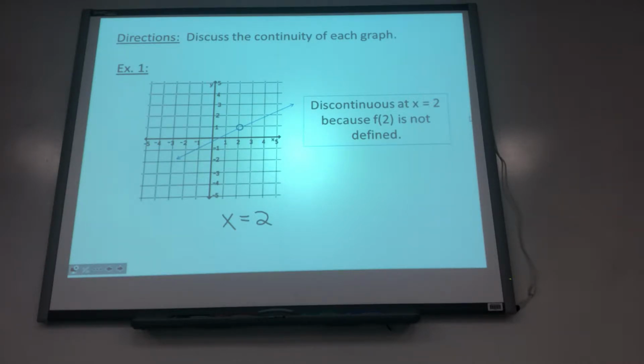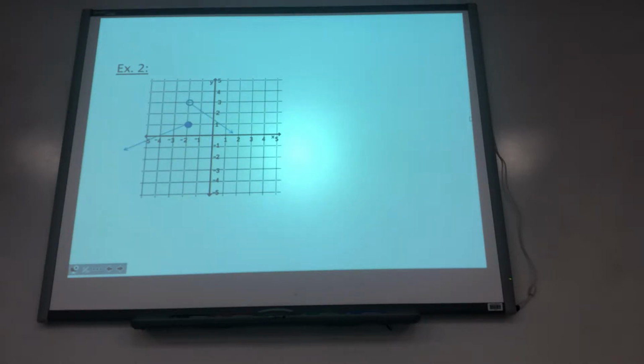Okay, I'm going to keep going here. So again, make sure that you write that down. You've got to be specific. You can't just say not continuous at 2. You really have to say why, which one of those conditions isn't working.